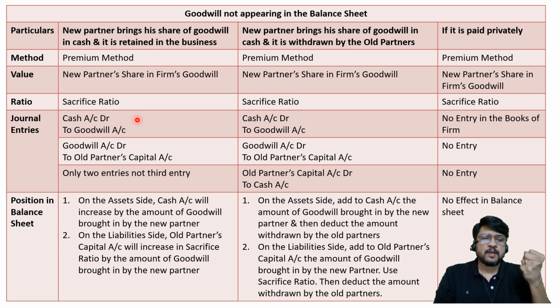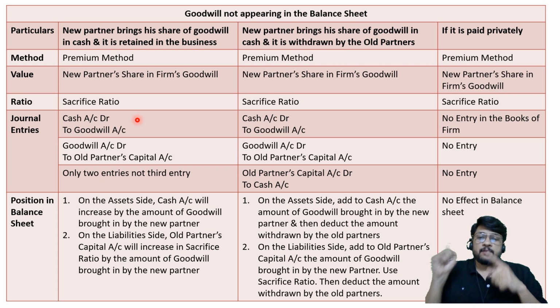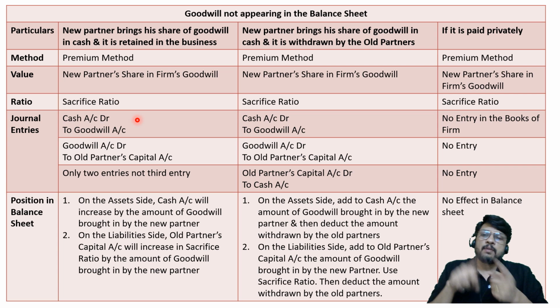If we are selling it, that means we are the owner. How did the firm become the owner of goodwill? Because the firm got a reputation. Why did a firm get a reputation? Because the old partners worked very hard. It means the real contributors of this goodwill are the old partners. So this goodwill belongs to them.